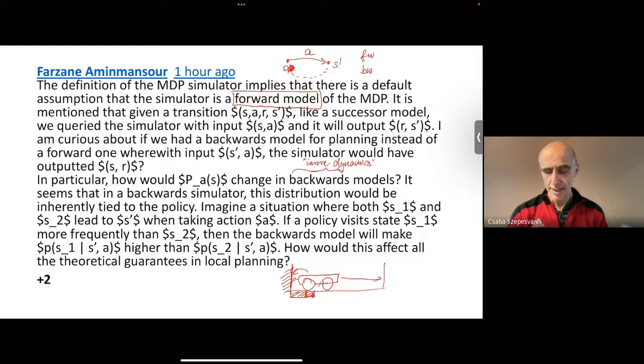Yeah, I don't know. I'm not really answering the question, because how does it affect the theoretical guarantees in local planning in every possible way? This is just a different set of assumptions. If there is a well-defined inverse dynamics or backwards model, then sometimes you can have stronger guarantees or algorithms that are more efficient.